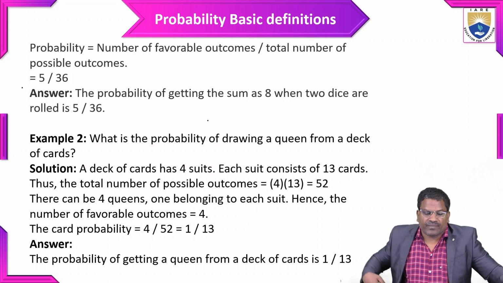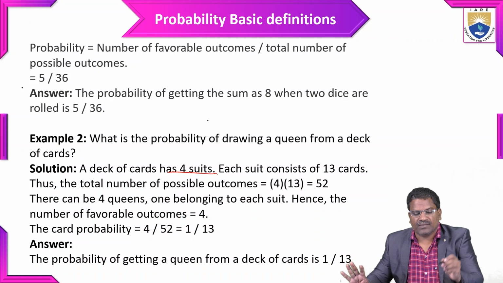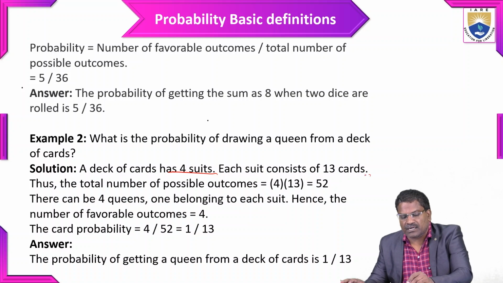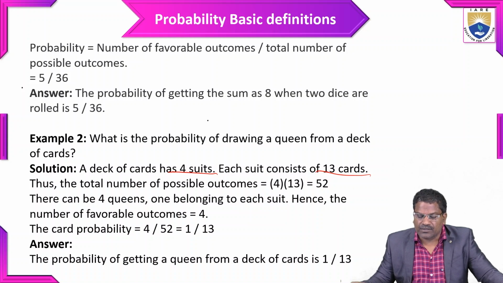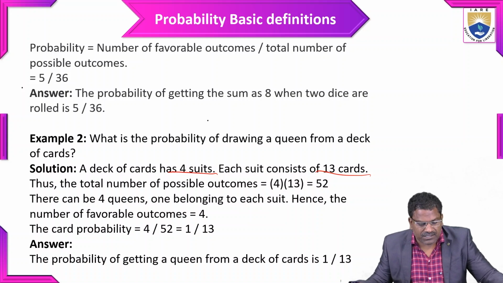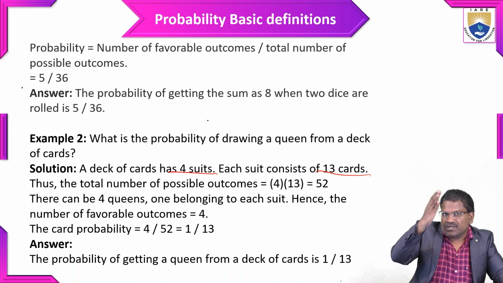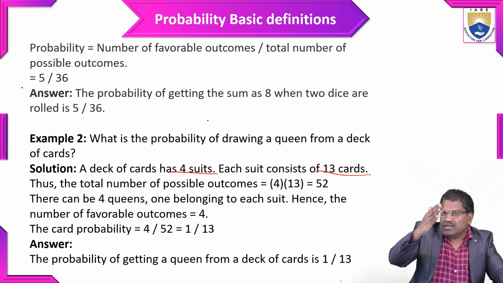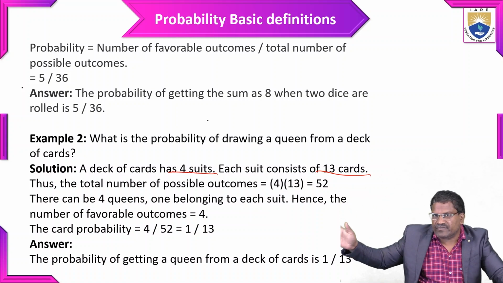So a deck of cards has 4 suits. Each suit consists of 13 cards. Thus, the total number of possible outcomes is equal to 4 into 13, which is 52 cards in that deck. There can be 4 queens. I told you there are 4 groups, and in each group a queen will be there. So from 4 groups, 4 queens will be there.